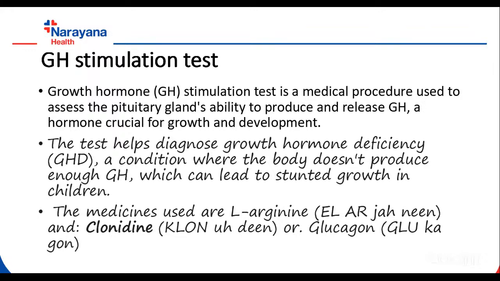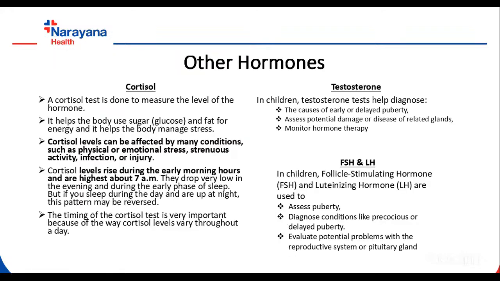Growth hormone stimulation test. The growth hormone stimulation test is a medical procedure used to assess the pituitary gland's ability to produce and release growth hormone. It helps to diagnose growth hormone deficiencies where the body doesn't produce enough growth hormone. The medicine commonly used for this growth hormone stimulation test is clonidine. Other hormones are like cortisol.